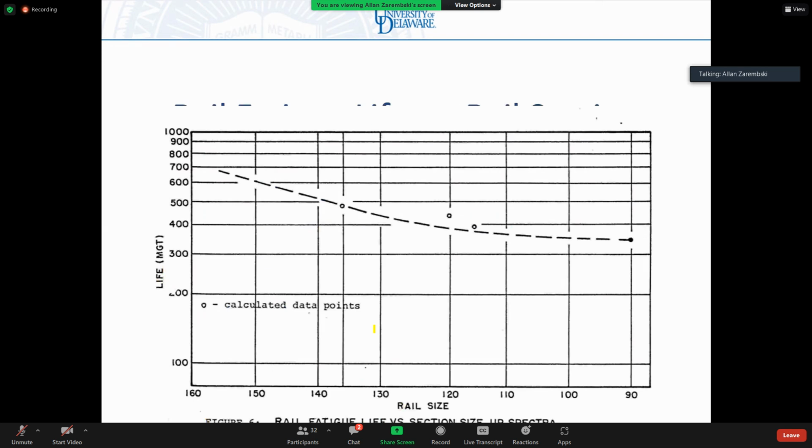So if we actually did a whole bunch of tests and looked at the life as a function of rail section, we can see here that the life in MGT can be translated into number of cycles just simply by counting the number of wheels.